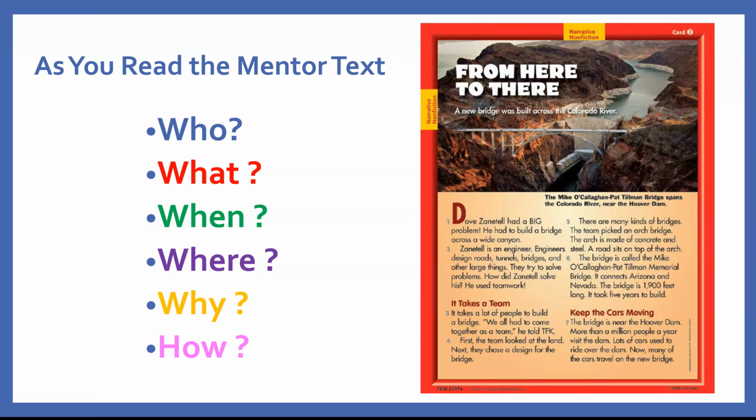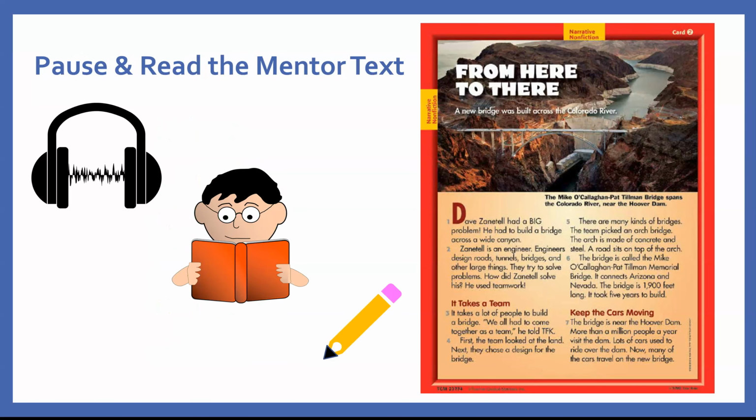So as you read your mentor text in your student books, I want you to think about those 5 W's and the H as you read. Think about the who, the what, the when, the where, the why, and the how. And as you read with your pencil, you might mark those things as you go, because we'll be talking about them in our next class.